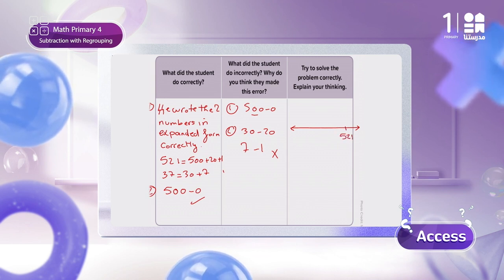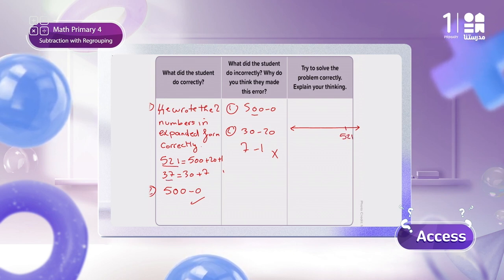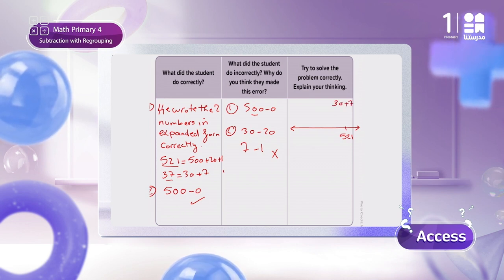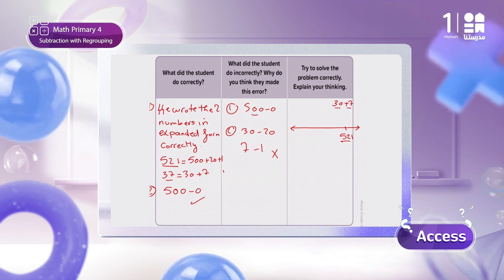521. And what about the second number? This is the first number. The second number is 37. So I will make it in expanded form. It will be 30 plus 7. Then what should I do? Yes, I will jump or I will subtract these two numbers from the biggest one.